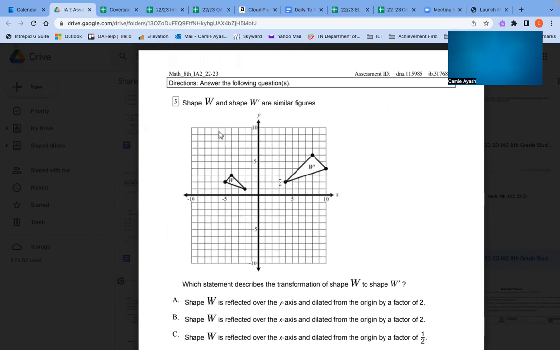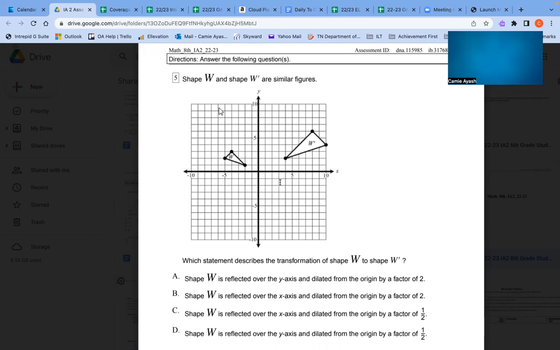Number 5, shape W and shape W prime are similar figures. Which statement describes the transformation of shape W to shape W prime? A, shape W is reflected over the y-axis and dilated from the origin by a factor of 2.